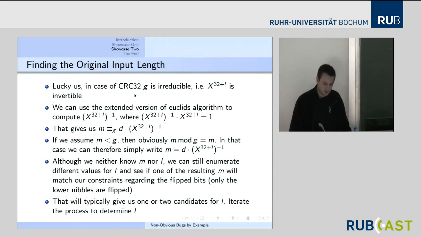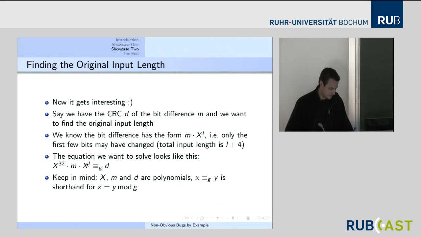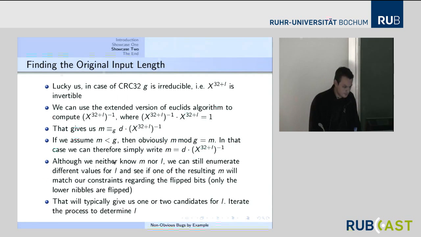So in order to solve the equation, we first need to find out how we can actually approach the x to the power of L and x to the power of 32, because D is the value we know and L is the value we want to know. And so we need to reorder this equation a bit. And this we do here.